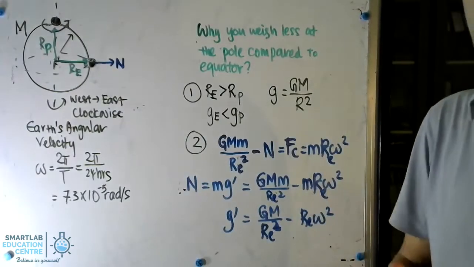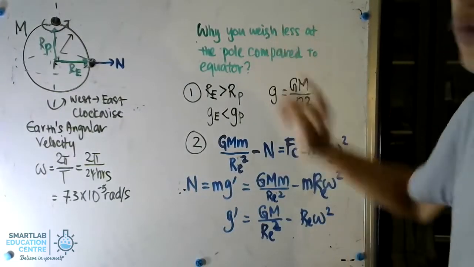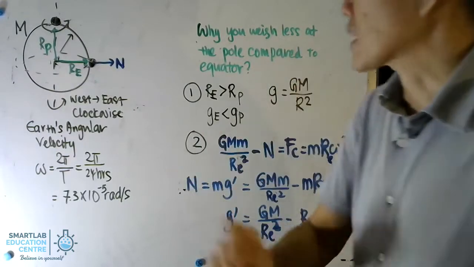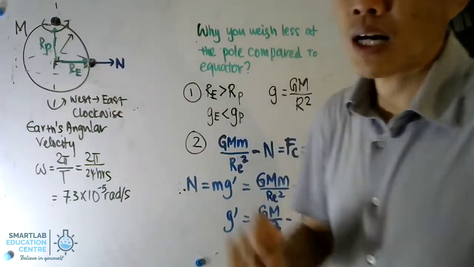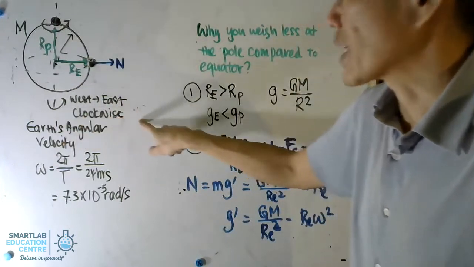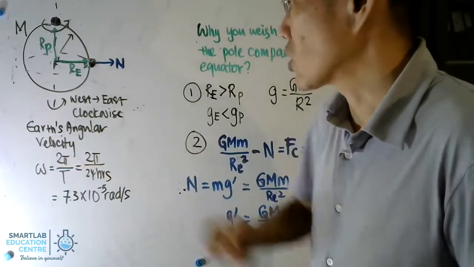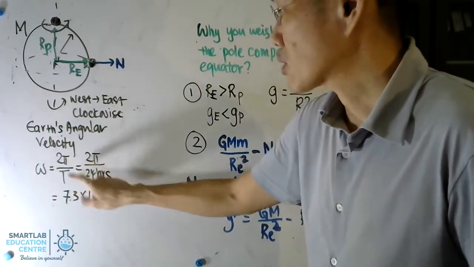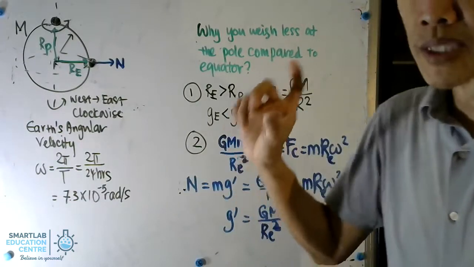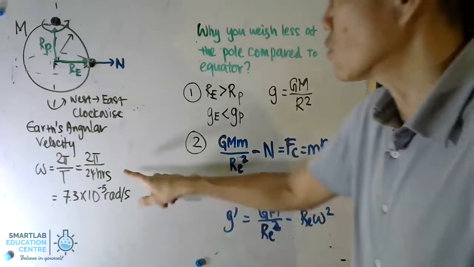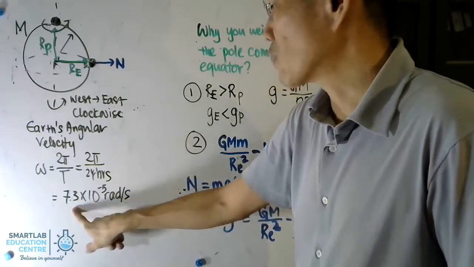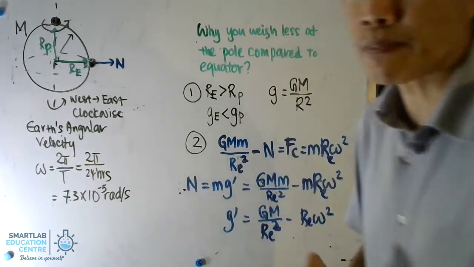Okay, the next question that we're going to look at is why you weigh less at the pole compared to the equator. Before we do that, let's take a quick look at how the Earth rotates. The Earth rotates from west to east, and the Earth's angular velocity is omega equals 2 pi over T, where T is the time it takes to complete one revolution, which on Earth is 24 hours. With the calculations, you'll find it's 7.3 times 10 to the power minus 5 radian per second.